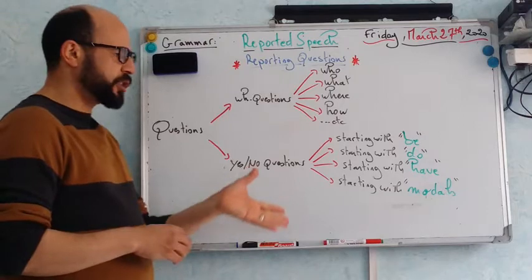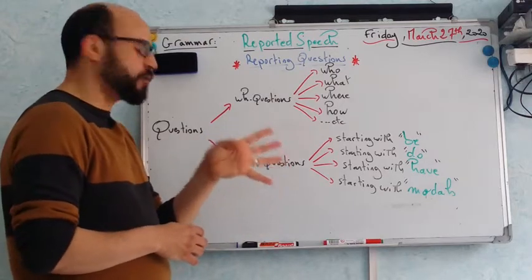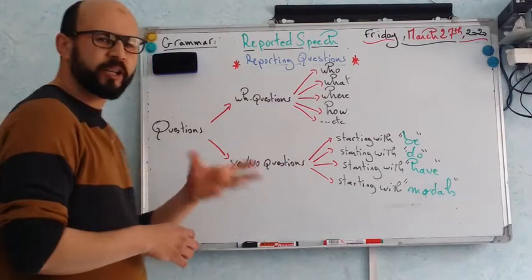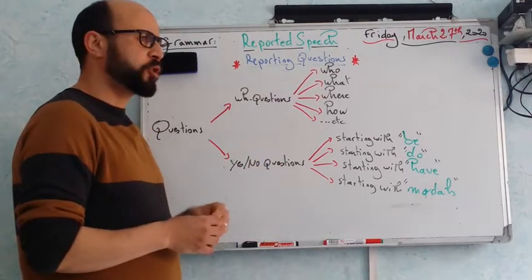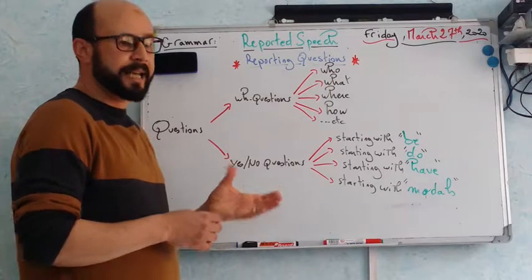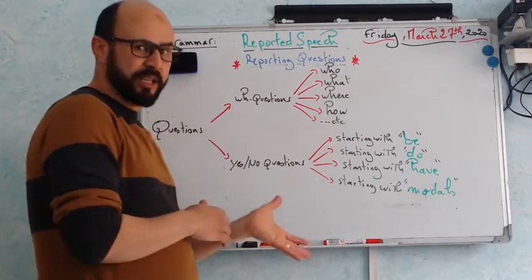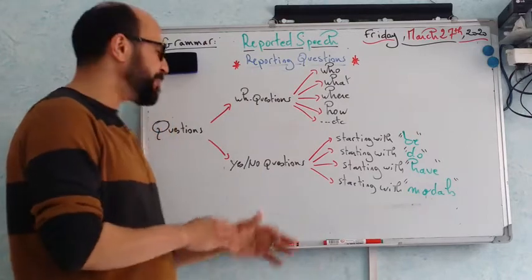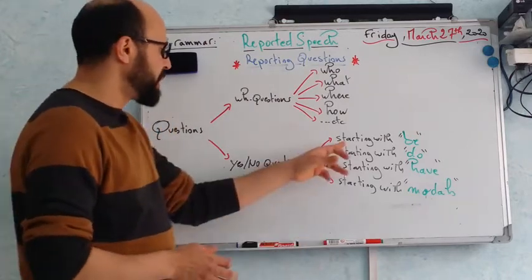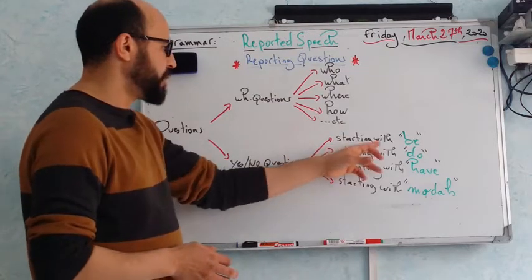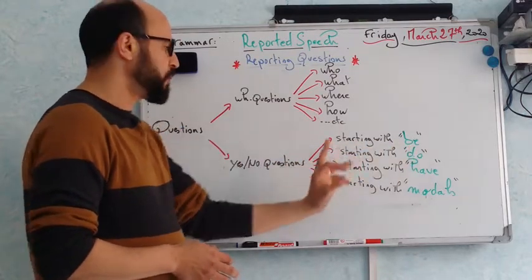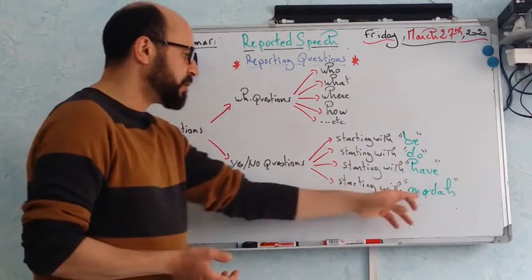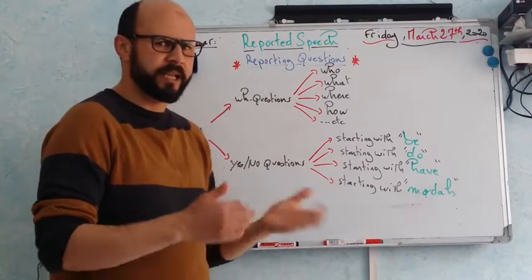For the yes/no questions, normally there are four types. Yes/no questions are questions to which the answer is either yes or no. That's why we call them yes/no questions. They may begin with the verb to be, or with the verb do, or have, or a modal like can, will, shall, may, etc.